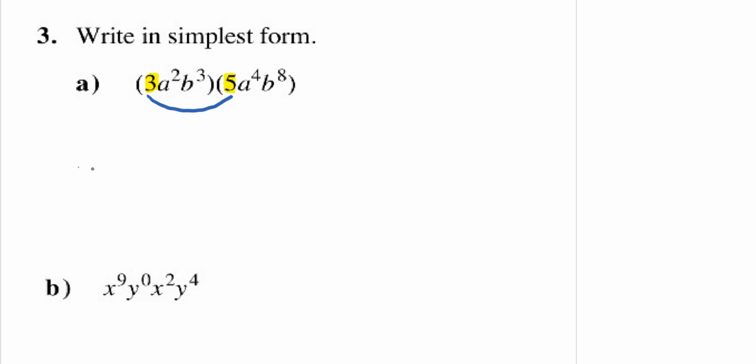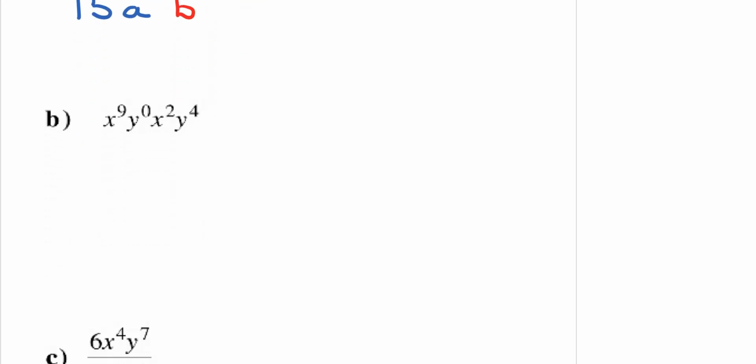So 3 times 5 is going to be 15. After that, you multiply the a variables together here. So a squared times a to the power 4 is going to be a to the power of 6, right? So 2 plus 4 is 6. And then I have b cubed and b to the 8. So if I multiply those variables together, we just add the powers. So 3 plus 8 is going to be 11. So final answer is 15a^6 b^11.